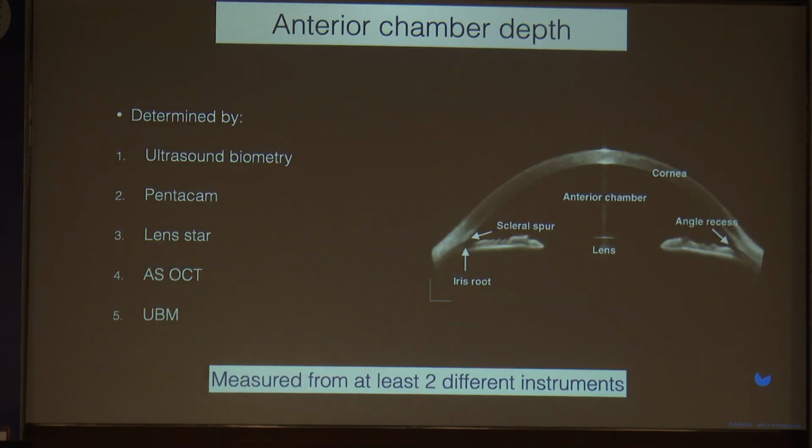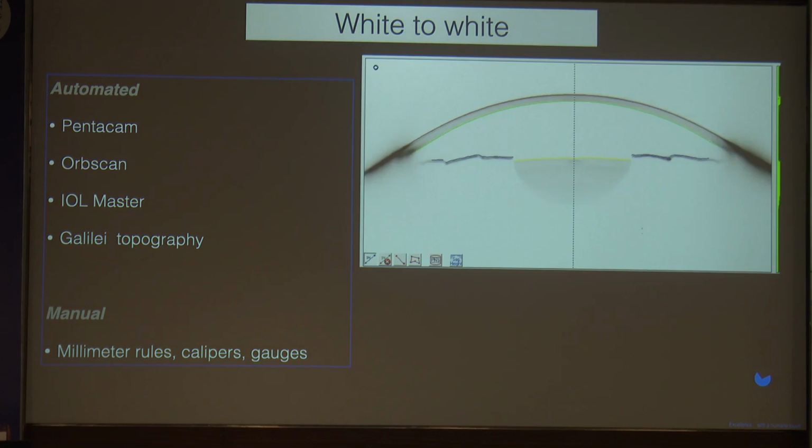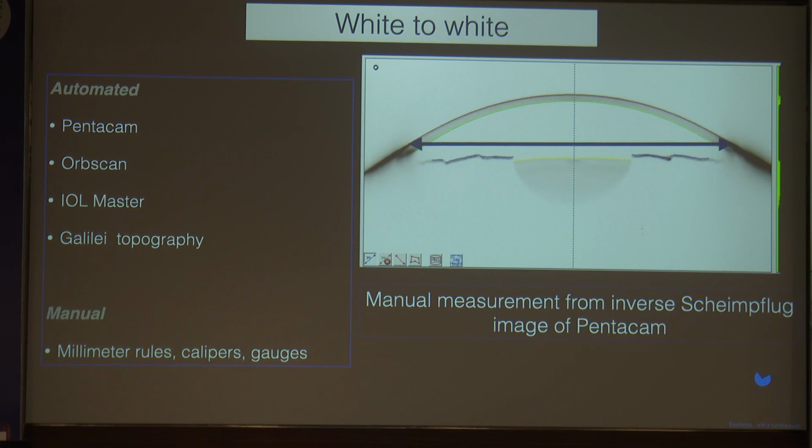Both the anterior chamber depth and the white to white should be done from different instruments, at least two different instruments for the anterior chamber depth. White to white again from three different instruments, and this is again something that I've learned from Dr. Himanshu sir. Like how he used to do it while I was a fellow, you take the inverse Scheimpflug image and then manually measure the distance.